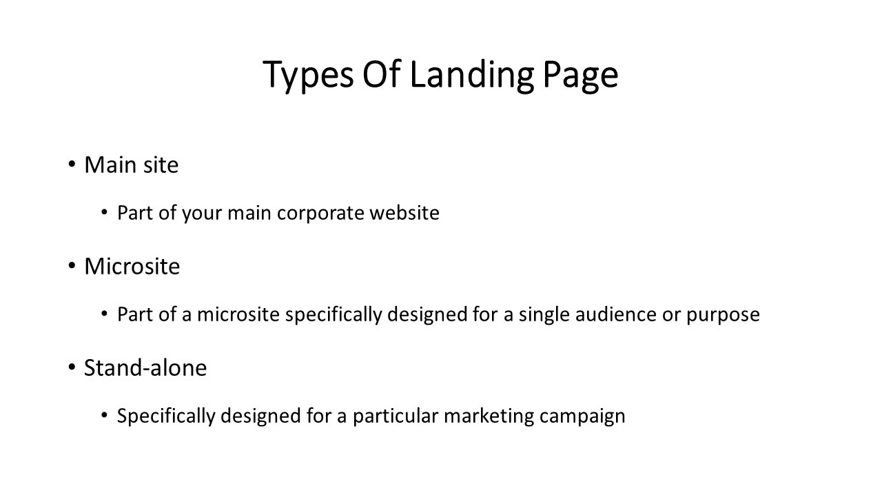However, there's one thing you need to know. You need to know the type of landing page that suits your website. Landing pages come in 3 main flavors. Main site. The landing page may be part of your main corporate website. Such pages have the same navigation and page layout as all of the other pages on your site. The specific landing page might be buried several layers deep within your site organization, or it might be your home page. Microsite. The landing page is part of a microsite specifically designed for a single audience or purpose.